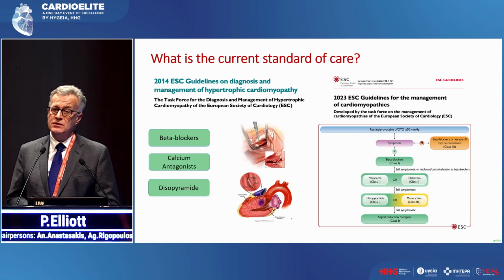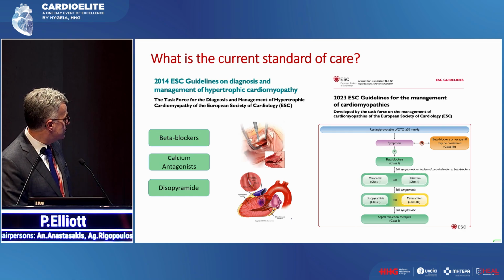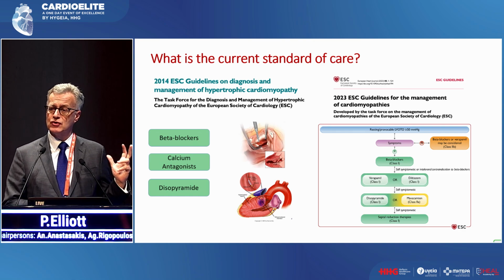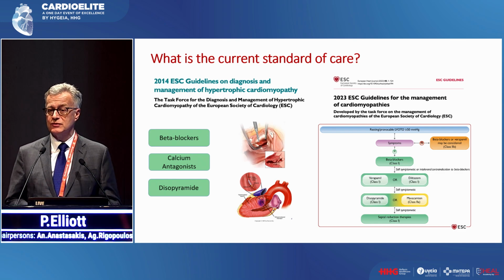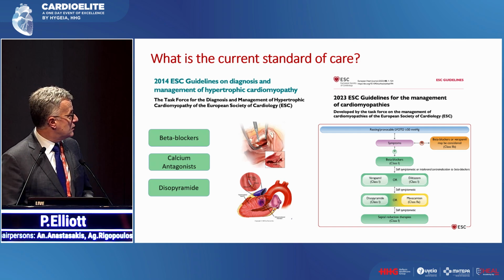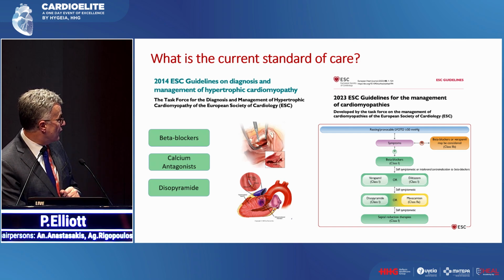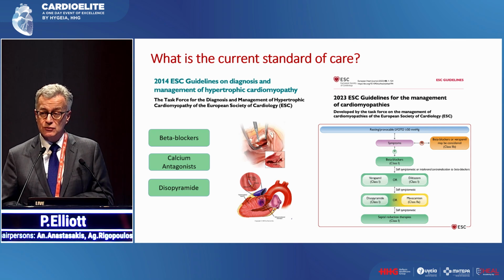And how do we treat this? Well, this is what we say in guidelines. We use negative inotropes, beta blockers, calcium antagonists. We sometimes exploit the negative inotropic effects of disopyramide. And if that doesn't work, we then go on to do alcohol ablation or surgery. But we know that the majority of people never get septal reduction therapy, and we also know that the majority of people on so-called good medical therapy are still symptomatic.